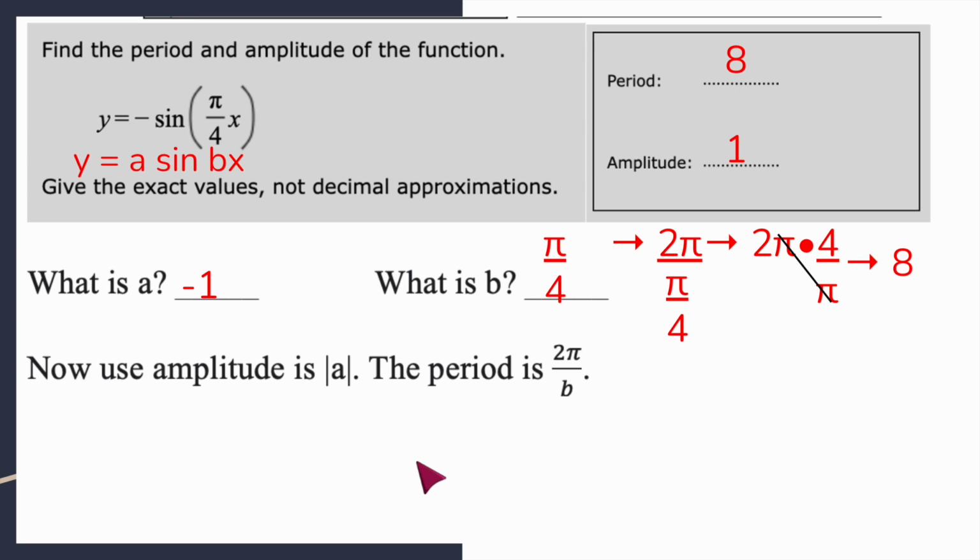So that is how you find the amplitude and the period of a cosine or sine function. I hope that helped, and I will see you in the next video.